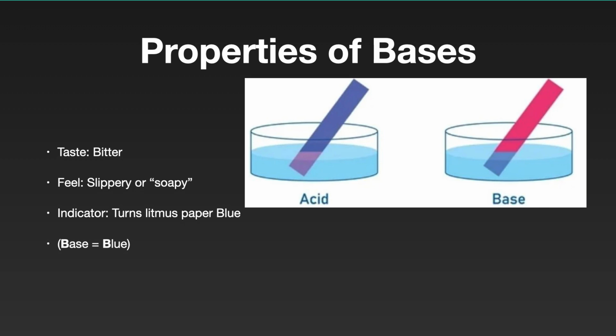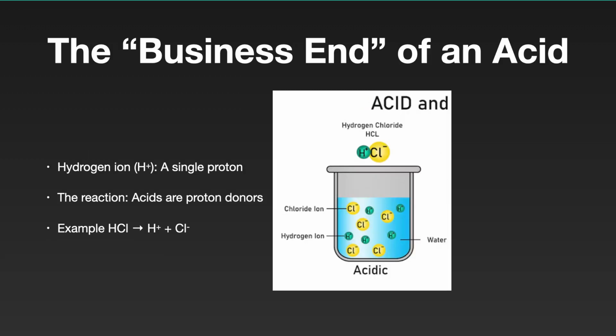If you've ever accidentally gotten a bit of bleach on your finger, that slimy sensation is a classic sign of a base. A great way to remember their effect on litmus is the B rule. Bases turn litmus paper blue. B is for base, B is for blue. So, what's happening at the atomic level?